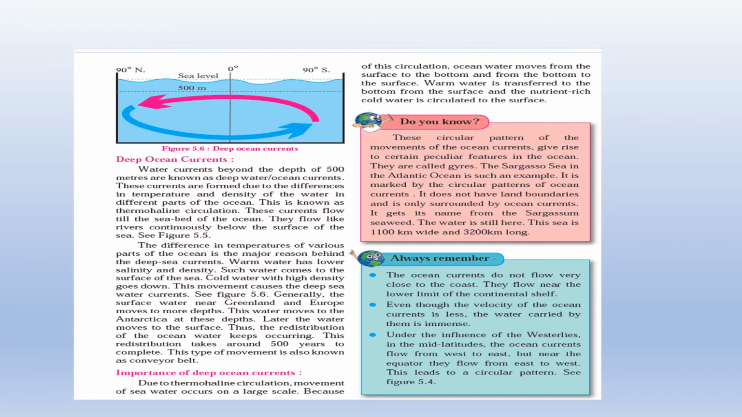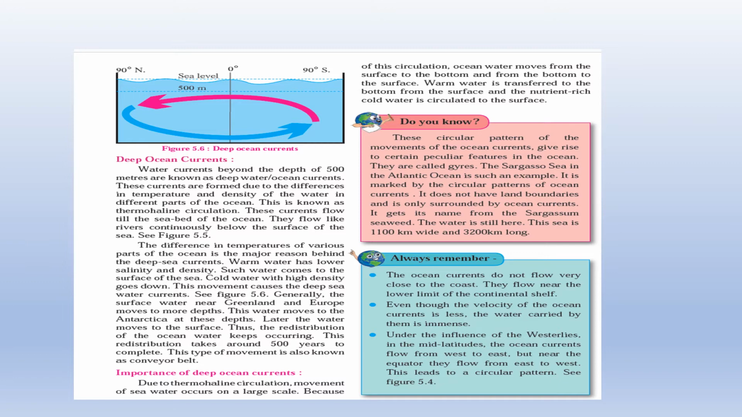The differences in the temperature of various parts of the ocean is another major reason behind the deep sea currents. The warm water has a lower salinity and density, and such water comes to the surface of the sea. The cold water has a high density, goes down, and the movement causes the deep sea water currents.